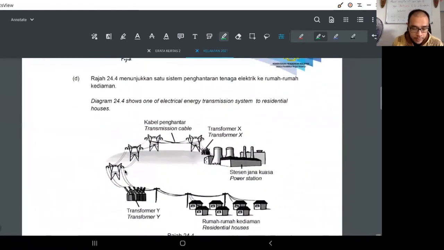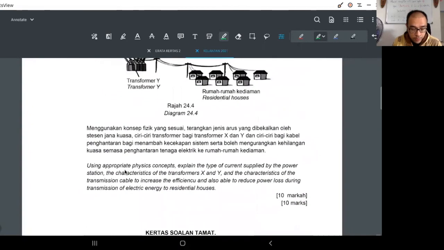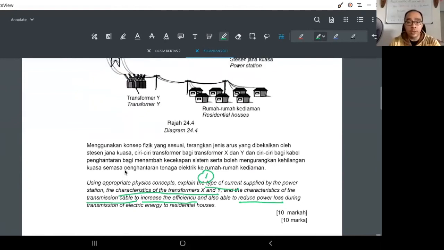Okay, last one. Transformer X, transformer Y, residential houses. Use appropriate physics concepts to explain the type of current supplied by the power station, the characteristics of transformers X and Y, and the characteristics of the transmission cable to increase the efficiency and reduce power loss. Wow, that's so many things. Let's talk about transformer X and Y.